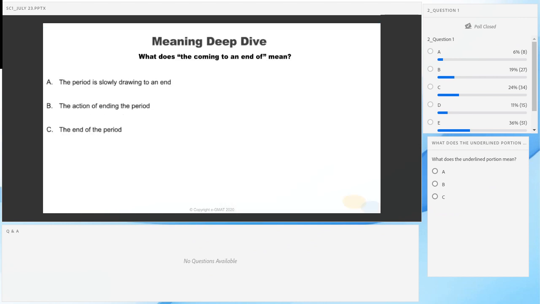So we have given you three options. The coming to an end of means the period is slowly coming to an end, or gradually decreasing; or the action of ending the period; or just the end of the period. Take about 20, 25 seconds to answer this.